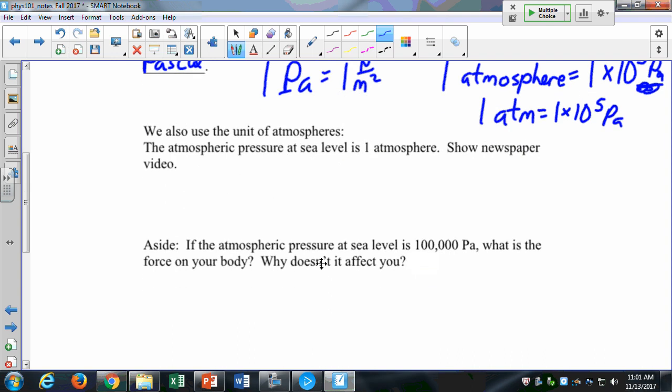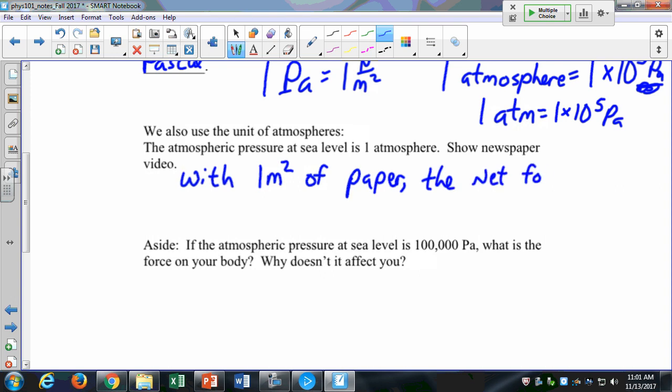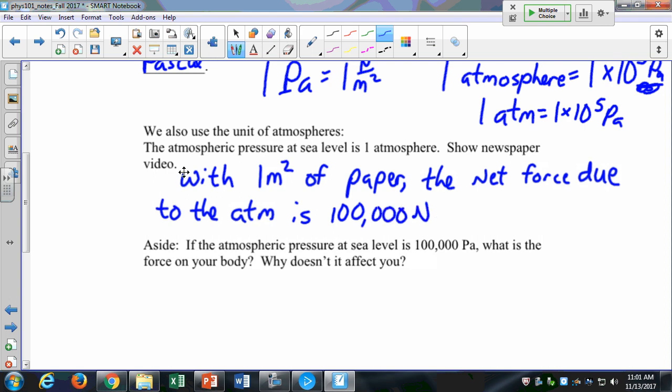Okay, so let me just put that in words. With a square meter of paper, the net force due to the atmosphere is 100,000 newtons. We've already said this, but let's put it in words and write it down.